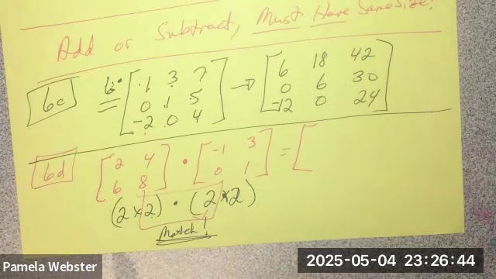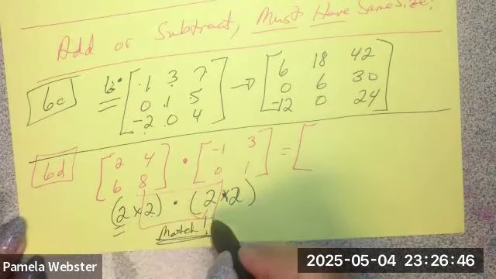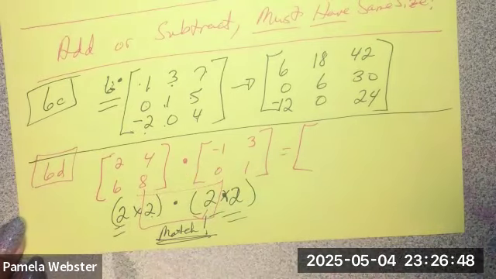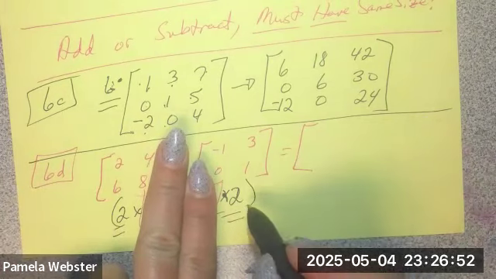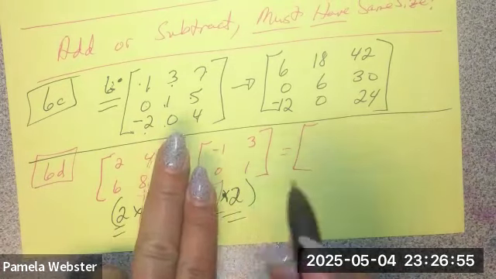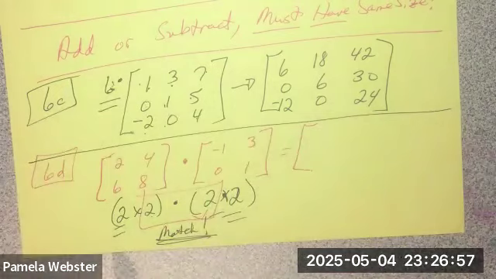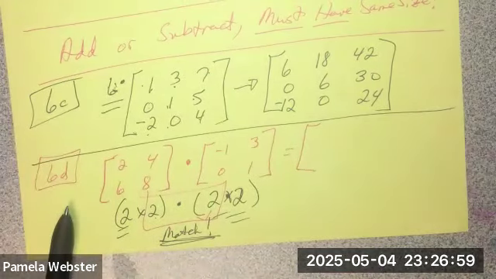And then how big is my answer matrix going to be? A 2 by 2, whatever's left over, right? 2 rows by 2 columns. If that was a 3, it would be 2 rows, 3 columns. So we have to do it the way it's supposed to be done. Okay.